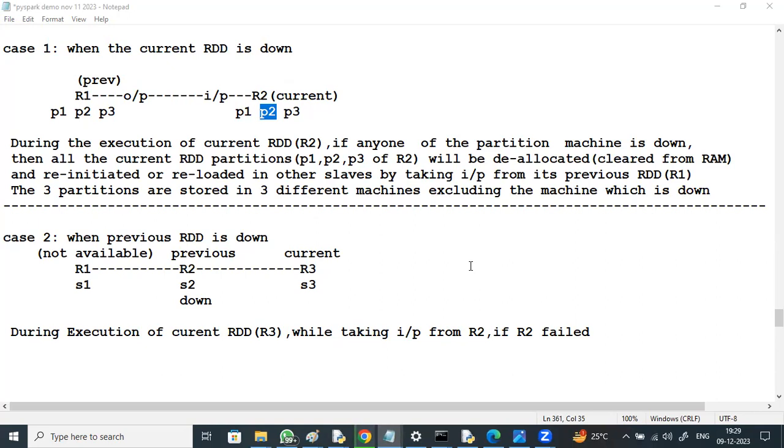The P2 machine, let's say M2, went down, and we are using the P2 partition. The P2 partition data is available on a different machine in R1. But it cannot be sent directly to R2, because P1, P2, P3 of R1 are different from P1, P2, P3 of R2. If there are 50 systems, R1 is stored in 3 of those 50 systems. R1 output is stored in 3 systems.